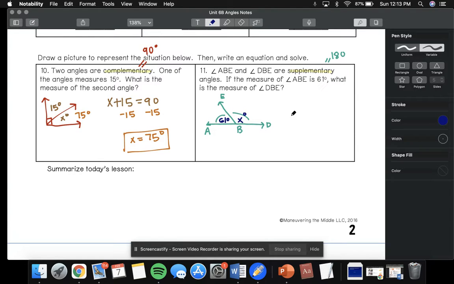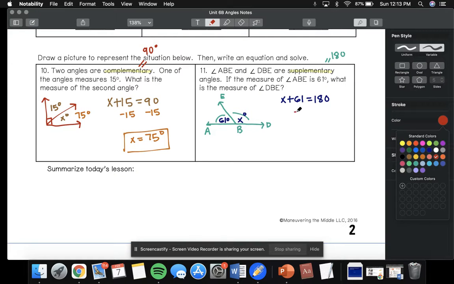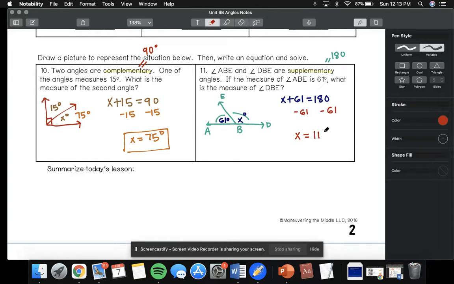Go ahead and try to write that equation. I have an unknown angle plus 61 degrees, but it does have to equal a straight line, or supplementary. Now I'm going to subtract. 180 minus 61 would be 119. So the unknown angle is 119 degrees.